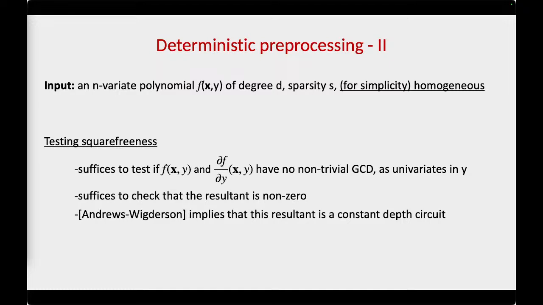So if f is computable by a small constant depth circuit, then the resultant of f and its y derivative, which is the discriminant of f with respect to y, is a small constant depth circuit. And so it computes a polynomial in x, and we want to test if it's non-zero. But we know how to do PIT for constant depth circuits in deterministic sub-exponential time. So we can do this deterministically in sub-exponential time. Okay, that was a little quick, but again, it's an off-the-shelf use of things we know.